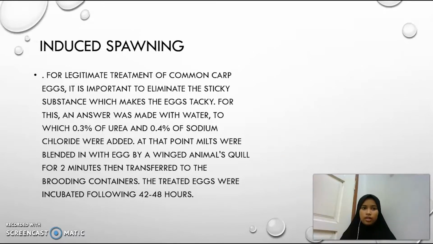Induced spawning. For proper treatment of common carp eggs, it is important to eliminate the sticky substance which makes the eggs tacky. For this, a solution was made with water, to which 0.3% of urea and 0.4% of sodium chloride were added. Then, males were mixed with the eggs by a feather for 2 minutes, then transferred to the brooding containers. The treated eggs were incubated for 42 to 48 hours.